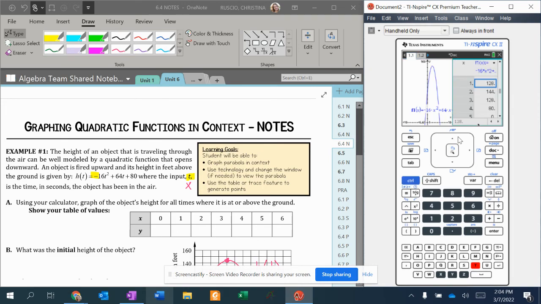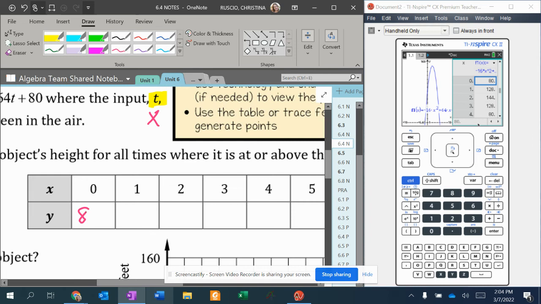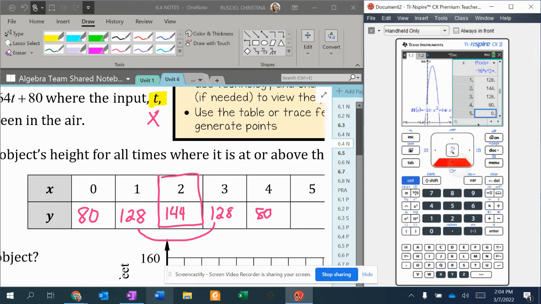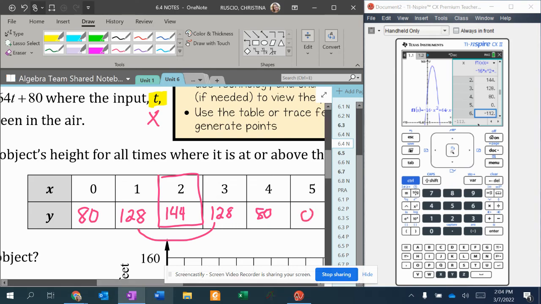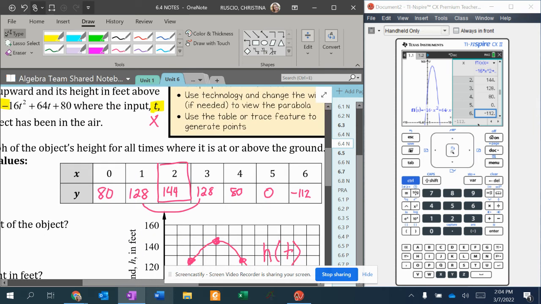Control T, let's get some points in this table. All right, here we go. 0, 80, 1, 128, 2, 144, 3, 128. I found my vertex. There it is. And if we go down in the table, 5, 0. And we have a 6 in the table, which is negative 112, but that means the object is going into the ground. So I don't think that really makes sense.